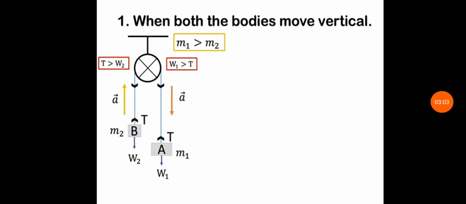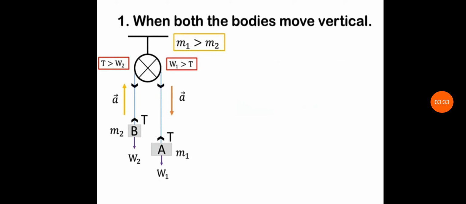Now you can see in this figure, we have two masses m1 and m2. Body A is represented by m1 and body B is represented by m2. Clear? Now these two bodies are attached to an inextensible string passing through a frictionless pulley. The pulley is frictionless, there is no friction, and the string is inextensible.